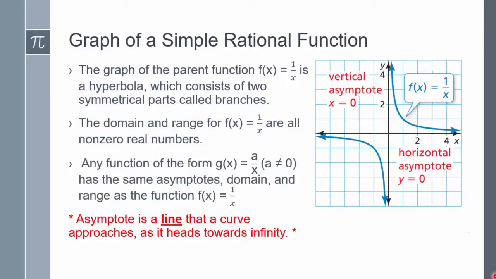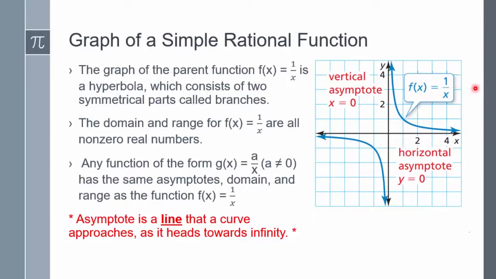Any function of the form g of x equals a over x where a is not equal to 0 has the same asymptotes, domain, and range as a function f of x equals 1 over x. An asymptote is a line that a curve approaches as it heads towards infinity. In our function f of x equals 1 over x, we have two asymptotes. We have a vertical asymptote where the denominator cannot equal 0, so in this case it's at 0. We also have a horizontal asymptote over here.